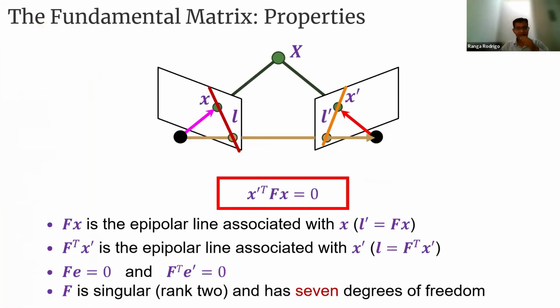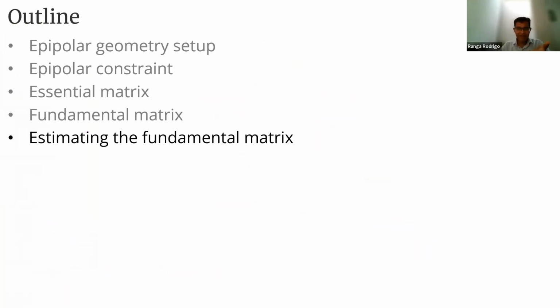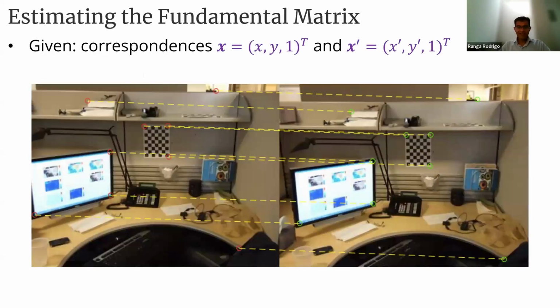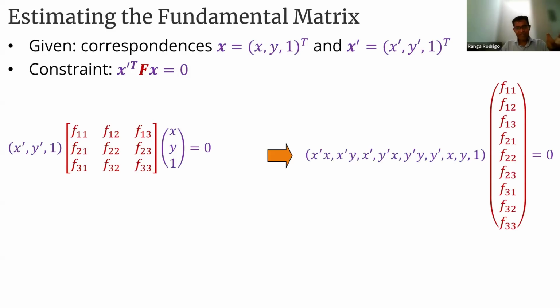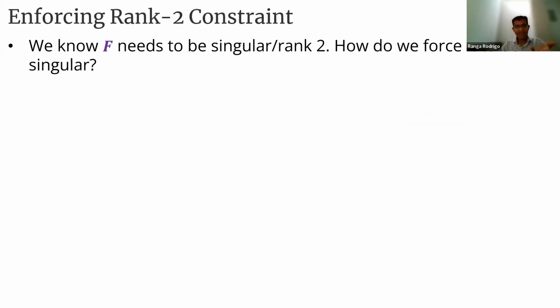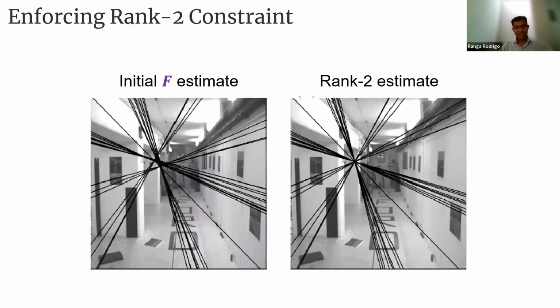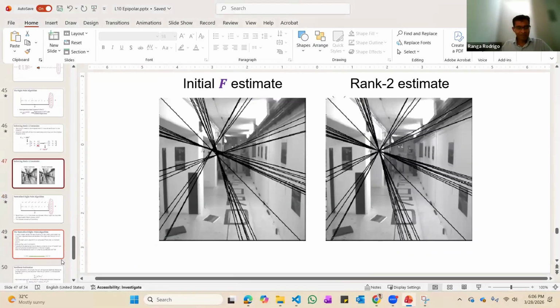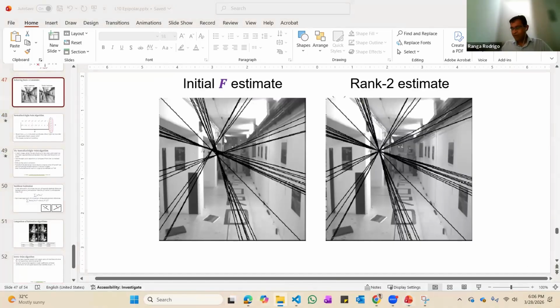So F has 7 degrees of freedom, and there's a way to estimate the fundamental matrix, but I will not go through this in too much detail. So you match these points, and you have matching points, and you write matrices, and then there's a way to estimate that, but I will not go through that. Okay. Then let's briefly look at the structure from motion. But yeah, let's look at the structure from motion the next time.